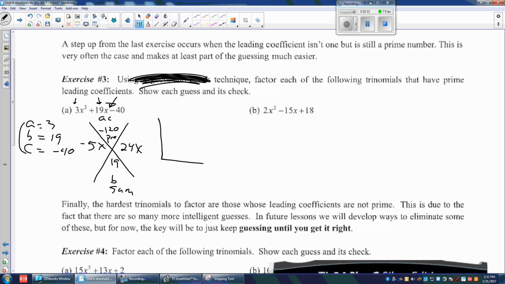Make the box. We did the X, now we do the box. Remember, the 3x squared goes in the upper left-hand corner. The negative 40, because it's the c term in the quadratic in standard form, goes in the bottom right-hand corner. Then, I like to line up negatives horizontally, the negative 5x, and then the 24x.